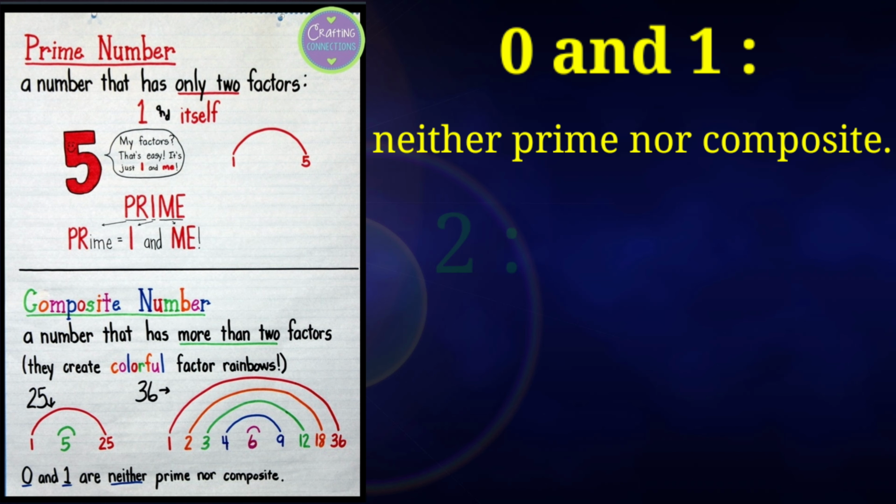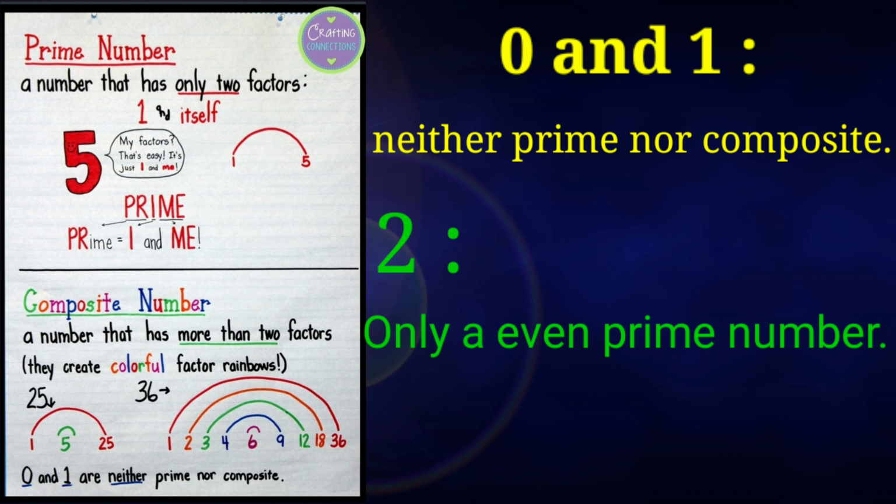So what about 2? 2 has two factors, 1 and itself, that is 2. Yes students, so it is a prime number. At the same time you can see it is an even number also. So 2 is an even prime number.